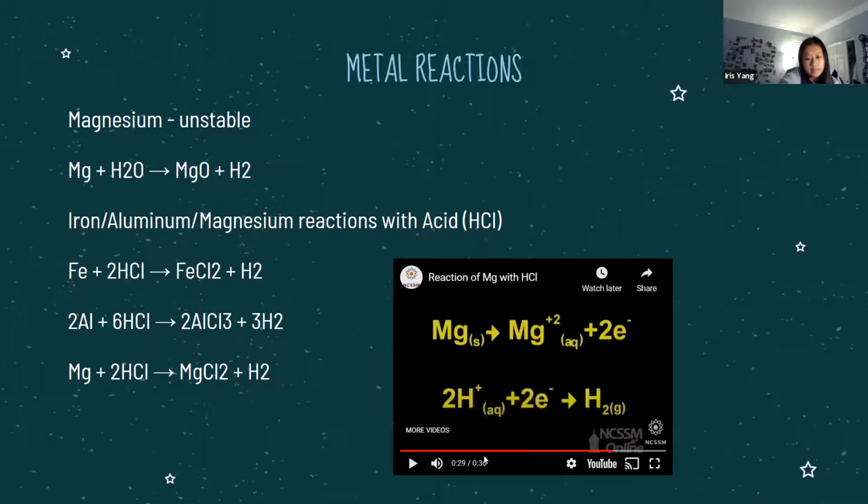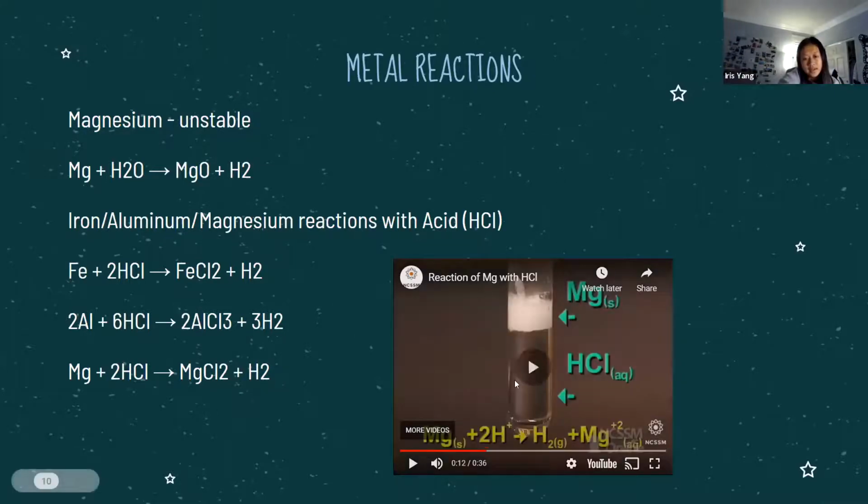We can look at this again, but you can see that it bubbles a lot here. That's basically all the gas being released from the liquid after the magnesium is added to it. So yeah, that's how it works when metals are reacting with acids.